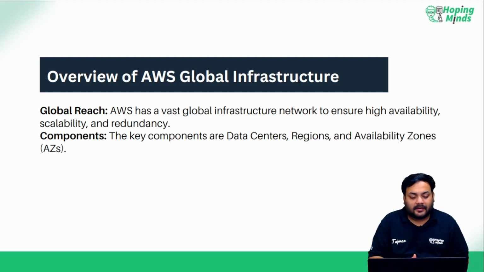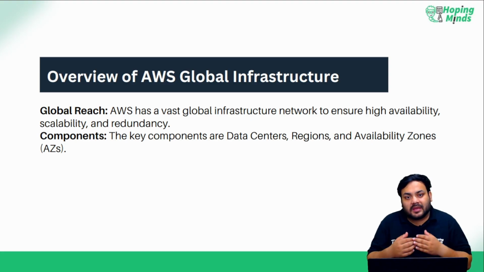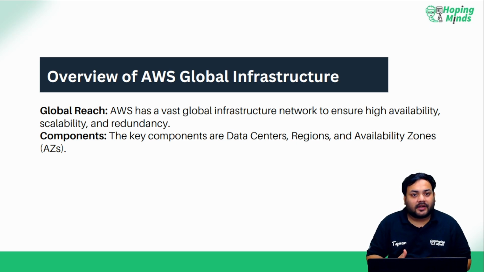When we talk about AWS global reach, AWS has a very vast global infrastructure network to ensure high availability, scalability, and redundancy. Suppose I'm using a service where I'm uploading or storing my data, and I do this to make sure that wherever I need this data, I can get it easily. I trust AWS because AWS commits to providing high availability of data. Let's suppose you are in India and you have stored something in AWS. Whether you are in Dubai or any other country of the world, you can easily retrieve or download your data.